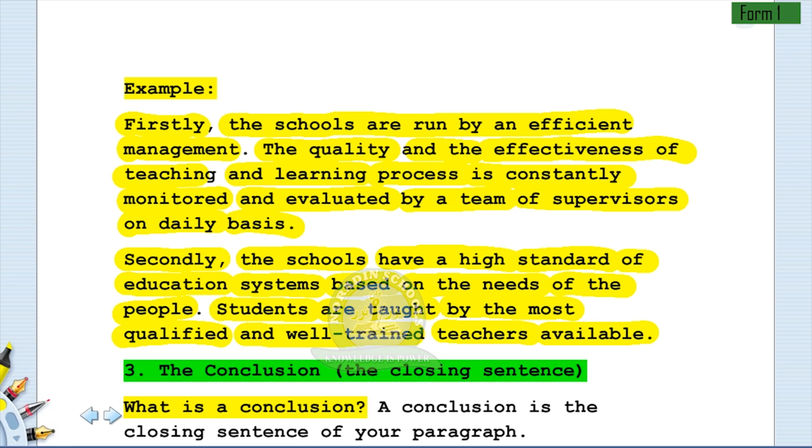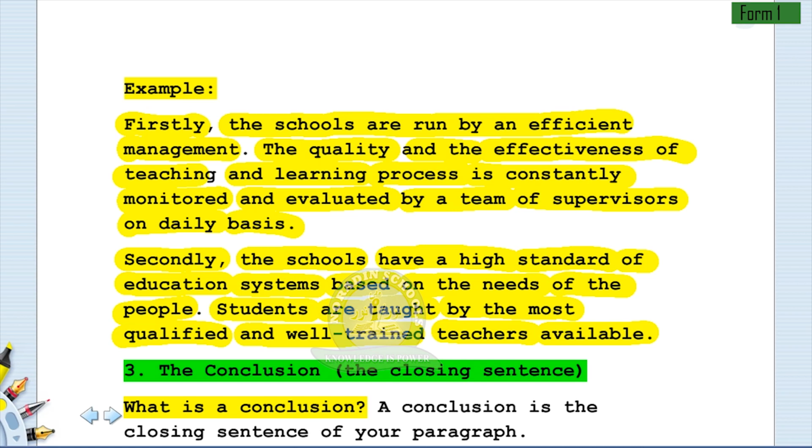These sentences in the body support the main idea of my paragraph, which talks about how Nuruddin schools are the best in Somaliland. Well, the third part of a paragraph construction is the conclusion. What's a conclusion? What does it do in a sentence? A conclusion is also called a clincher sentence. Clincher sentence, that is the closing sentence. It usually concludes your paragraph.